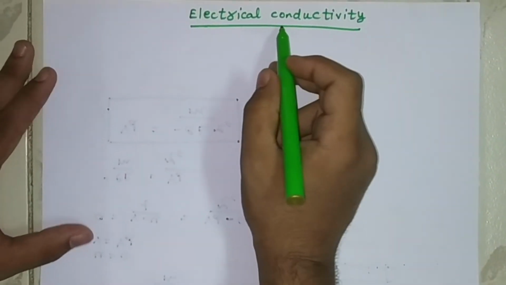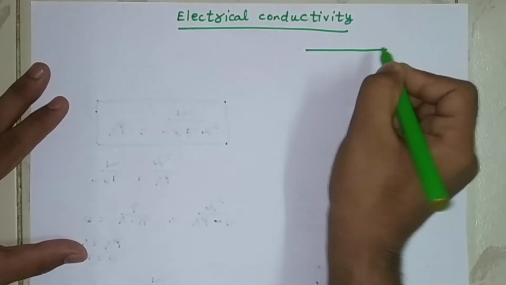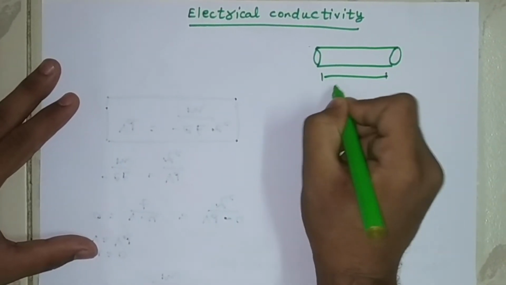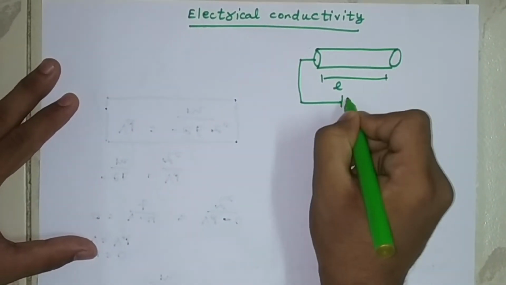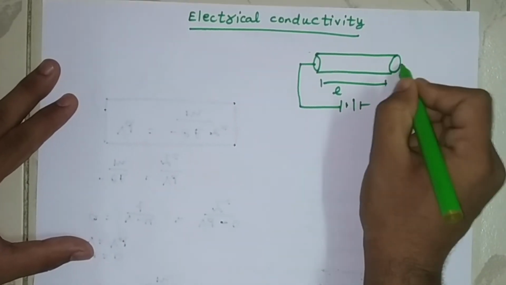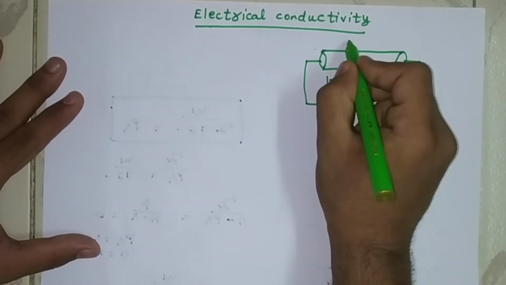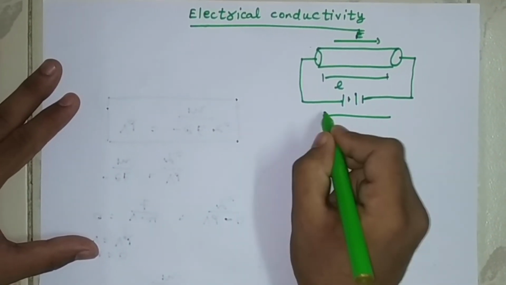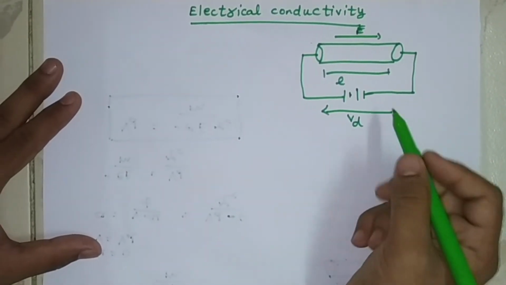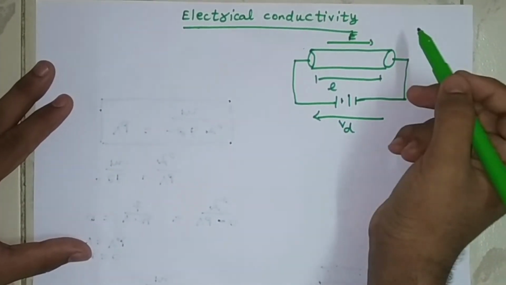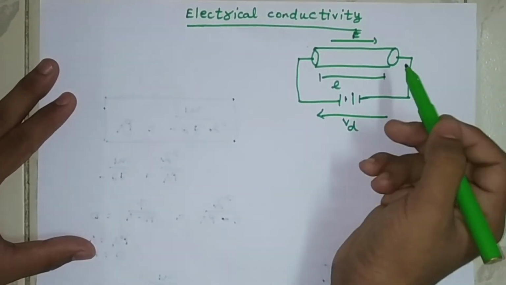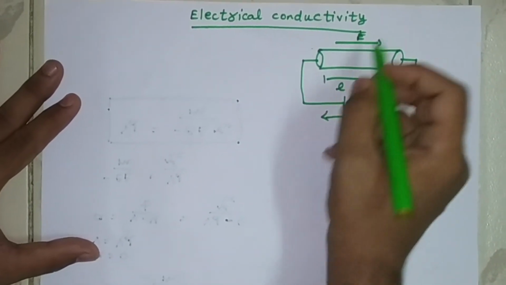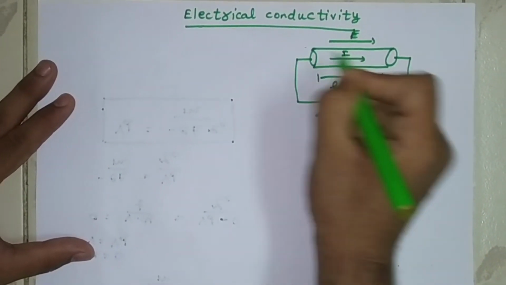Now we are going to derive the formula for electrical conductivity. Consider this cylindrical specimen of length L, and an electric field is applied to it. The direction of the electric field is this. The direction of drift velocity will be opposite to the applied electric field, because the conventional current direction is in the direction of the electric field, and it is opposite to the electron's movement. So electron movement is this way and the current movement is this way, and the area of cross section will be A.